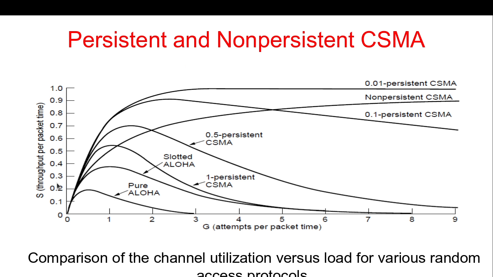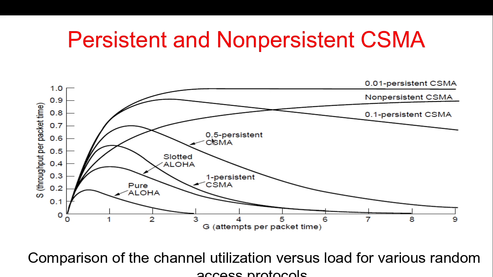So here we see the plot of G, the attempts made per frame time, against the throughput, the channel utilization S. Here we get to see that, as usual, the least utilization is given by pure ALOHA. Still better is given by slotted ALOHA, as we have seen previously. But the CSMA protocols have got the higher channel utilization, with one-persistent going above pure ALOHA, as we have discussed previously.